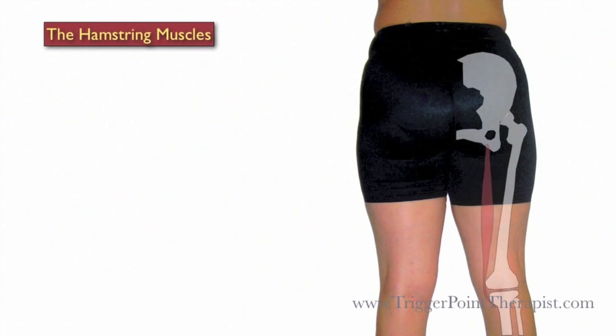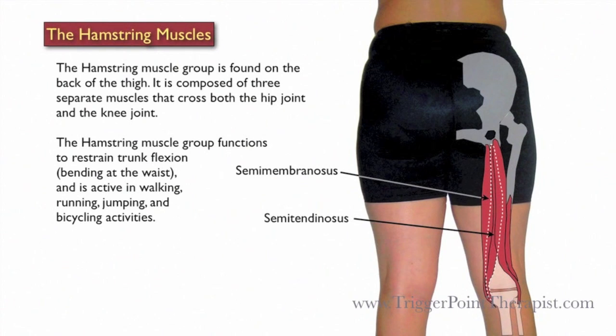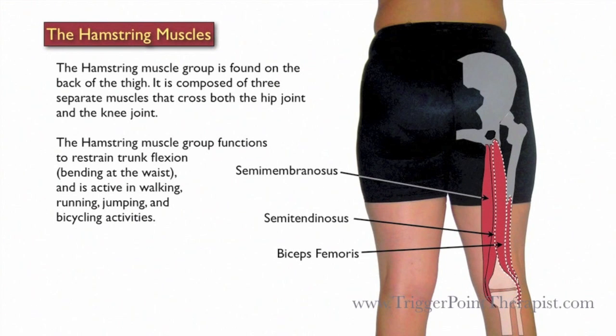Hamstring muscles. The hamstring muscle group is found on the back of the thigh. It is composed of 3 separate muscles that cross both the hip joint and the knee joint. First, we have the semimembranosus and the semitendinosus, and finally the biceps femoris.